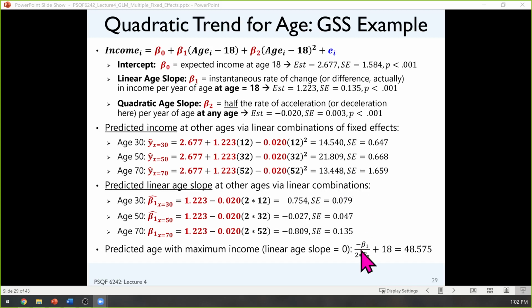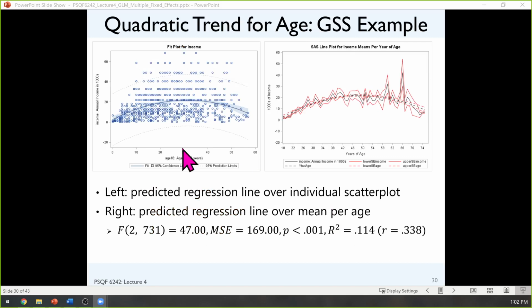And here is a formula, by the way, at the bottom of this slide 29, by which you can find, I think it's called the aperture. Does that sound right? I'm pretty sure that's right. I might be saying it wrong, but it's the point where the curve hits a minimum or maximum value. And it's actually calculated in this example as age 48. So age 48 is the point where the curve hits 0 and then switches to be negative instead.